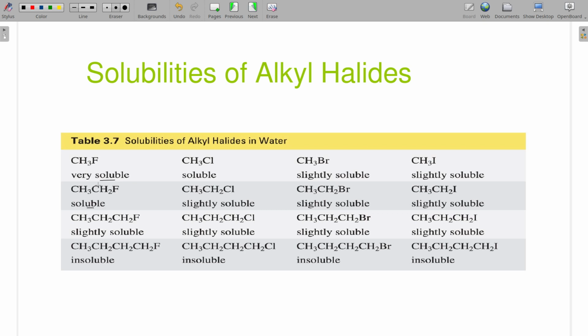So we're talking 2 carbons is all to stay soluble, and then we're just slightly soluble with 3 carbons. And we kind of see that same thing with chlorine, but we're actually really only soluble with one carbon. And then bromine and iodine, never soluble in water.